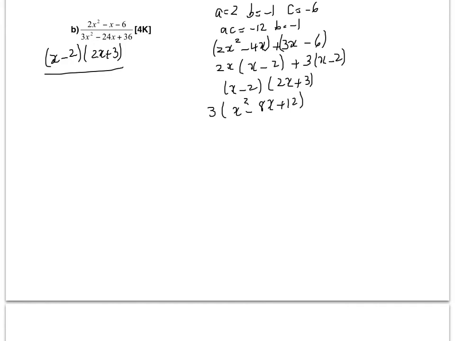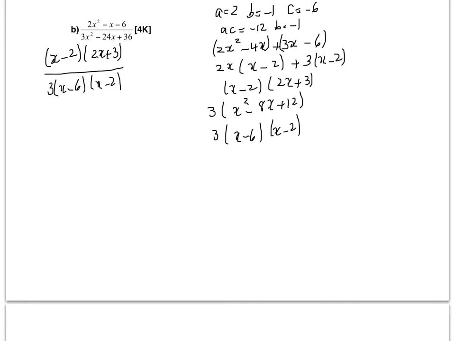Now the leading coefficient, meaning the coefficient of x squared, is 1, so I can use the sum and product method. I'm going to try to find two numbers. The product is 12 and they add up to negative 8. Those two numbers are negative 6 and negative 2. So I get x minus 6 and x minus 2. So the denominator becomes 3 times x minus 6 times x minus 2.